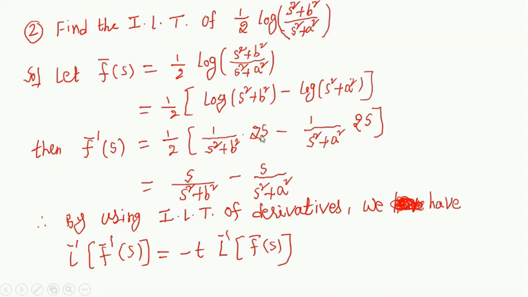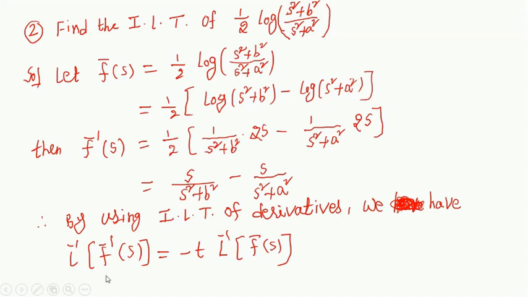We have to differentiate s square plus b square with respect to s. Then what will we get? 2s minus, this is also log x form. So what is the derivative of this one? 1 by s square plus a square. Again we have to differentiate the inside value with respect to s, and we get 2s. Now multiply by 1 by 2. The 2 cancels. We get s by s square plus b square minus s by s square plus a square.